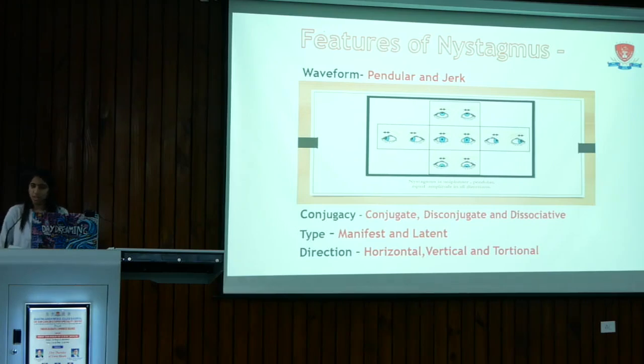Then we have conjugacy, in which we have conjugate nystagmus, which is symmetrical in both the eyes in all directions of gaze. Then we have disconjugate nystagmus, which is asymmetrical with respect to direction and frequency in both eyes. Then we have dissociative nystagmus, which is asymmetrical but unidirectional. Then we have types of nystagmus, in which we have manifest and latent nystagmus. Manifest nystagmus is present all the time, but latent nystagmus will be shown only when one eye is covered. Then we have directions of nystagmus that I'll show you by the video.